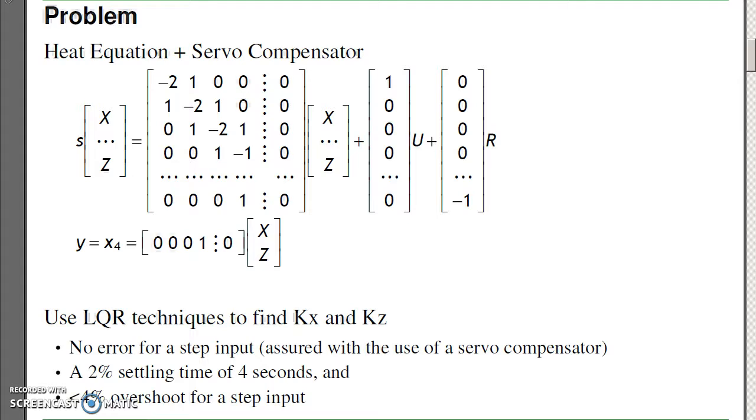Using LQR techniques, what I want to do is find my feedback gains, kx and kz, so that there's no error per step input, which is kind of given with a servo compensator with an integrator. That's given. I want a 2% settling time of 4 seconds and less than 4% overshoot per step input.